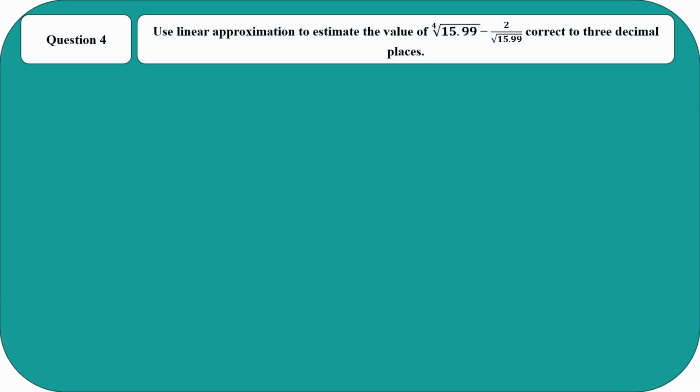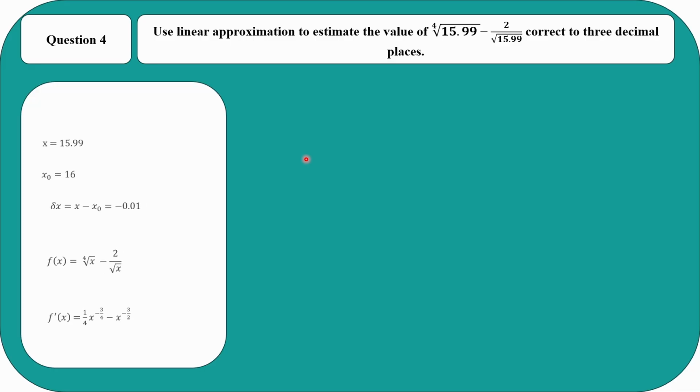And today I will guide you guys how to solve question number 4. Use linear approximation to estimate the value of 4 root 15.99 minus 2 over square root 15.99, correct to 3 decimal places. So how to easily get the answer? First of all, we have to list out all the information that we have. First, the x value, which is 15.99, and x naught is the nearest one to 15.99, which is 16.